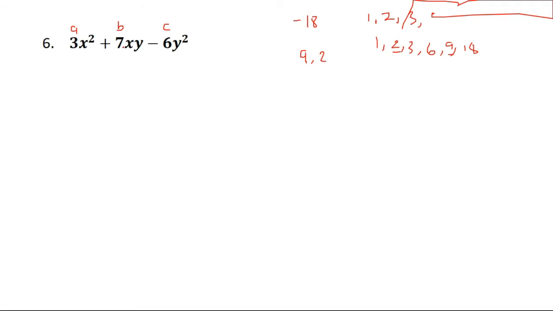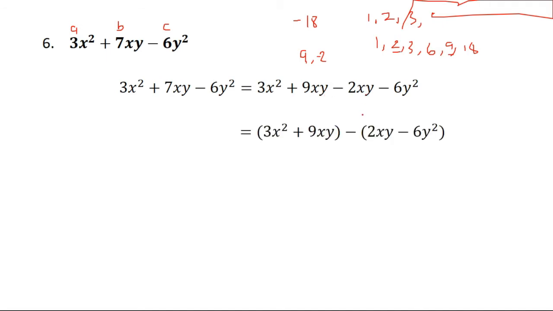But as we can see from here, when you multiply them, you should get -18. When you add them, you should get 7, which means that we have to negate 2, because if you negate 2, 9 minus 2 will give us 7, and 9 times -2 will give us -18. So you have found those two numbers to be 9 and -2. So we are going to replace 7 here with 9 and -2. So we are going to have 3x squared plus 9xy minus 2xy minus 6y squared. So we have just replaced 7xy with 9xy and minus 2xy.